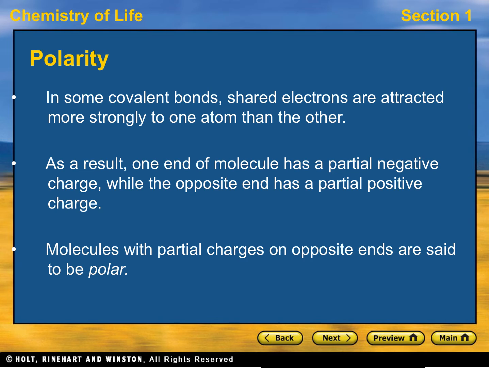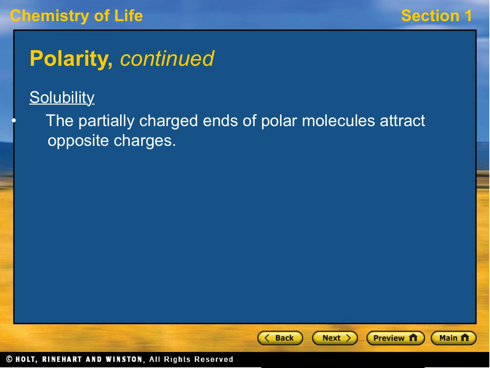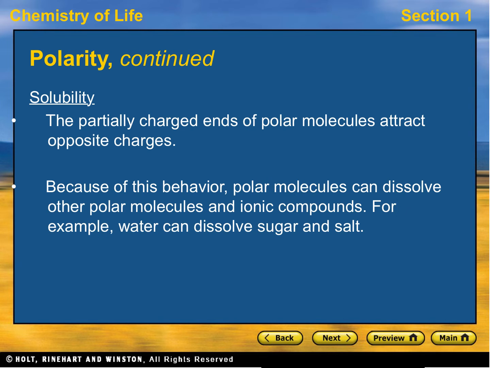So molecules that have partial charges on opposite ends are said to be polar. And water is a molecule that is a polar molecule. Now, with polar molecules, because you have these partially charged ends, these partially charged ends are actually going to attract opposite charges. So if you have a partial positive, that partially positive region is going to be attracted to negatives because opposites still attract. So this creates the cases of, we say, likes dissolve likes.